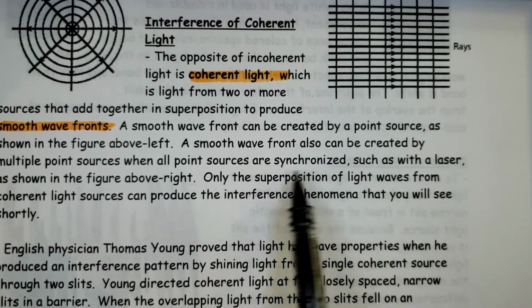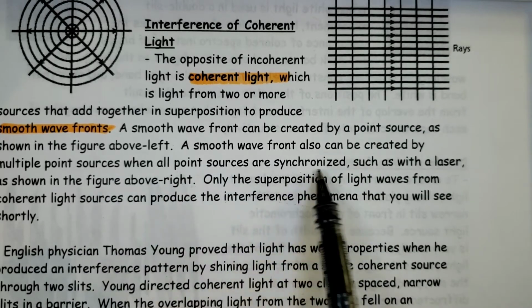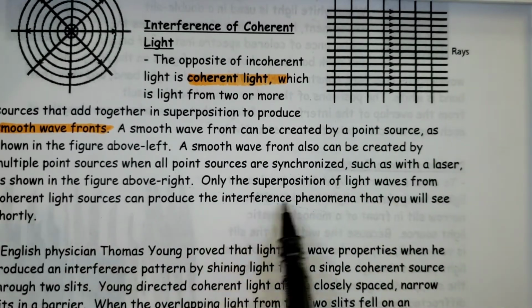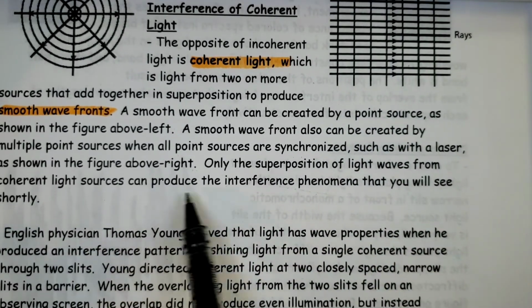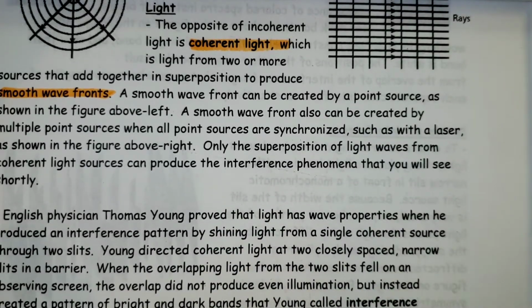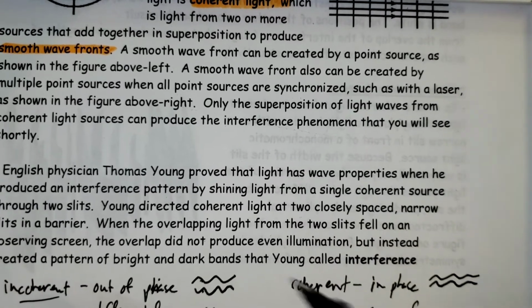A smooth wavefront can be created with multiple sources when all points are synchronized, such as with a laser, as shown in the figure above right. Only the superposition of light waves from coherent light sources can produce the interference phenomena that we will see shortly, which is kind of related to the interference we saw with normal waves.